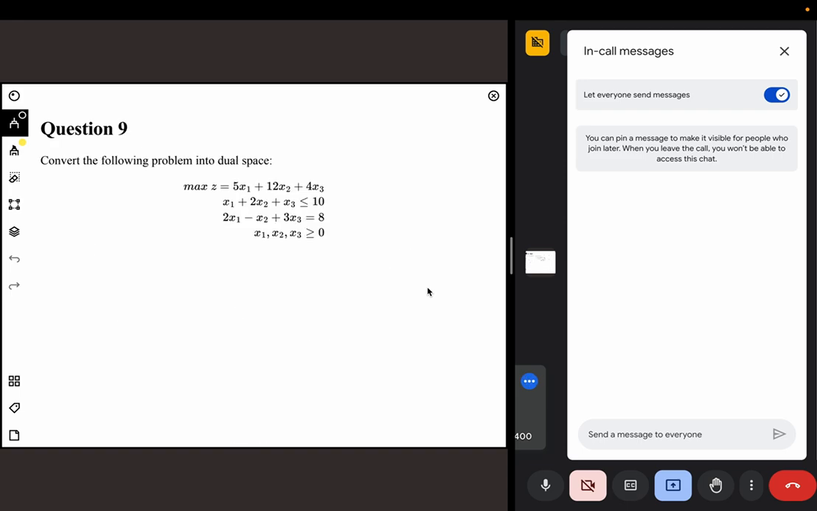Okay. This is a simple problem, just to highlight it. Let's say this is a primal problem. How do I convert it into the dual?